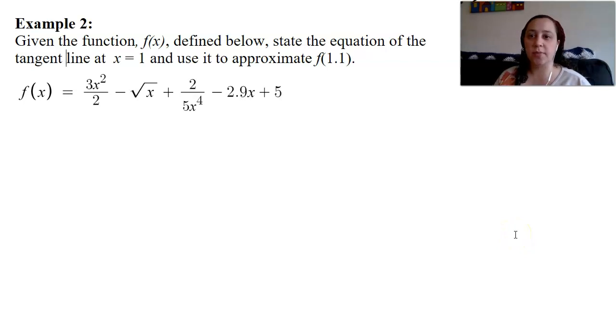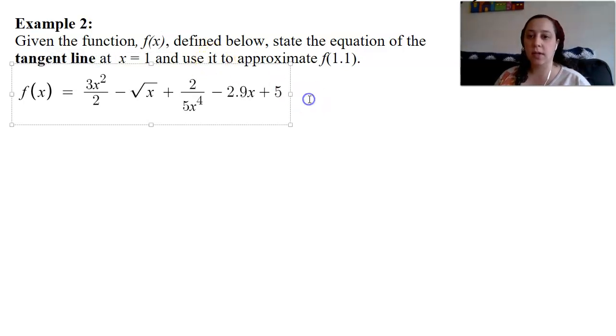Let's do another example. Given the function f of x defined below, state the equation of the tangent line at x equals 1 and use it to approximate f of 1.1. So here's our function, and we still want to find the tangent line. That's still our goal. So the first thing I'm going to do is find my slope. However, this is a pretty messy function. Before I find the slope, I need to rewrite this function so that I can take the derivative.